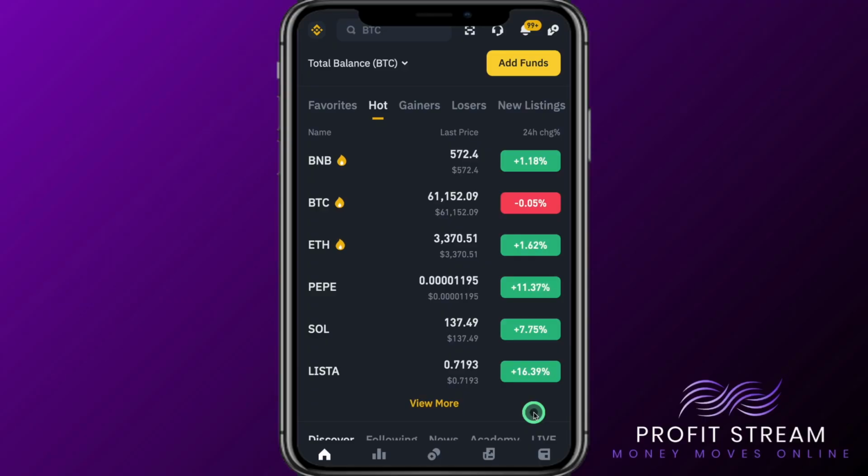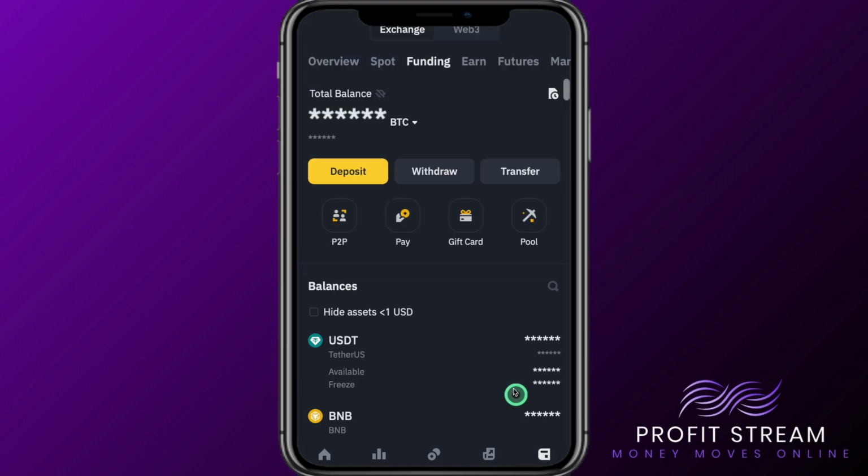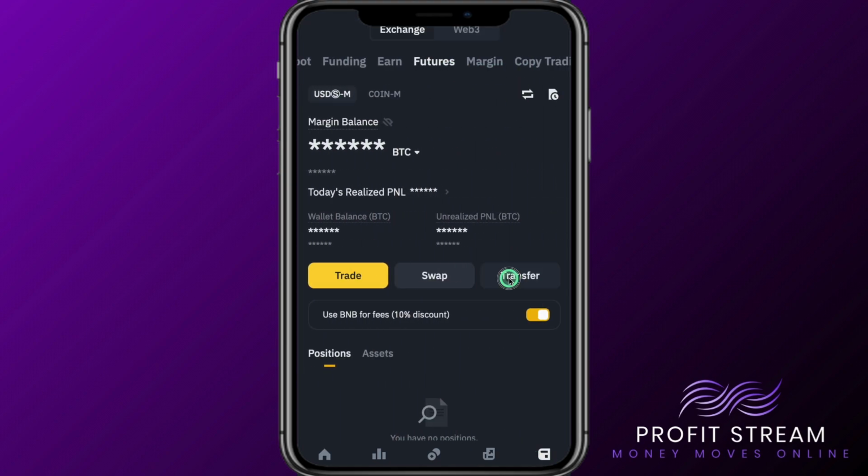Now, why trade futures, not spot? Well, futures gives you the options of going short and using leverage, but it comes at a risk of liquidation. So first off, let's allocate some funds into our futures wallet. Let's click on wallet, click on futures, click transfer.